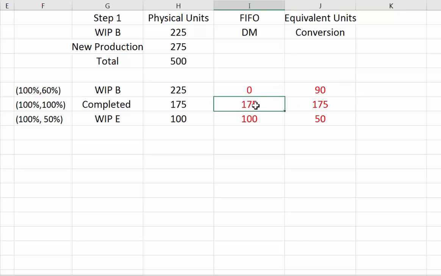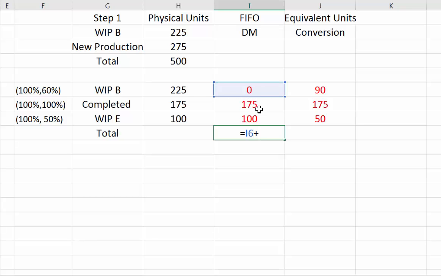Okay, then for the new production 175, I'm going to finish everything, 100% from 0 to 100%. For the any inventory DM, I definitely have to consider 100% of these units. But for the conversion, I only need to take care of 50 units, which is 50% of 100. Okay, so therefore now, in terms of the numbers of equivalent units, I can just add these numbers together.